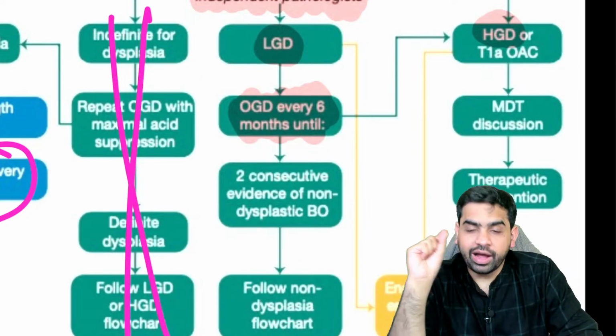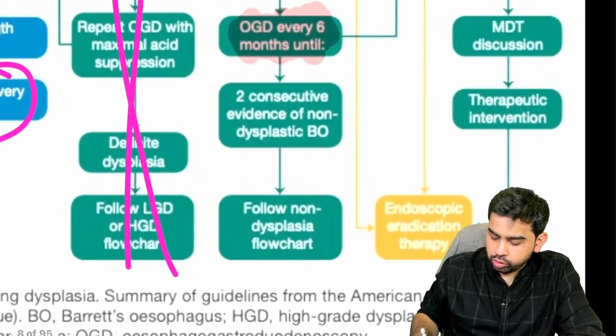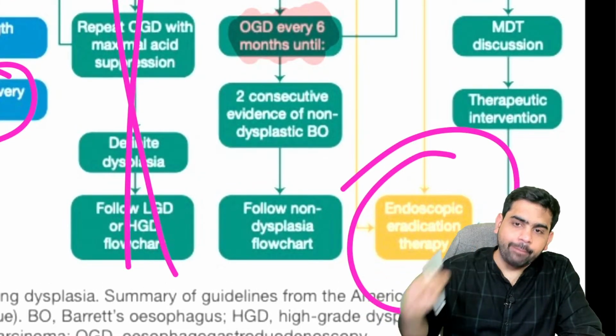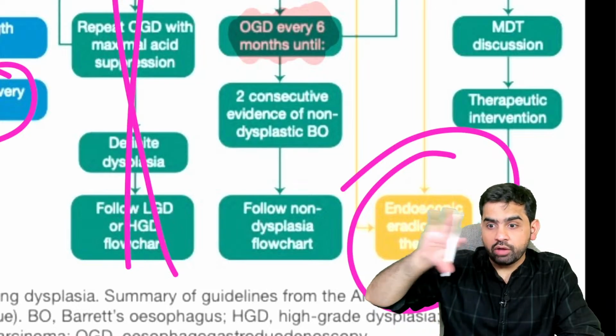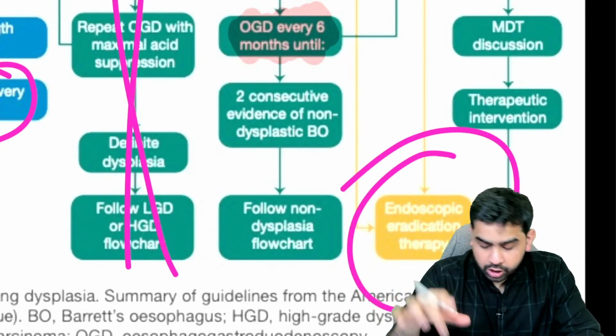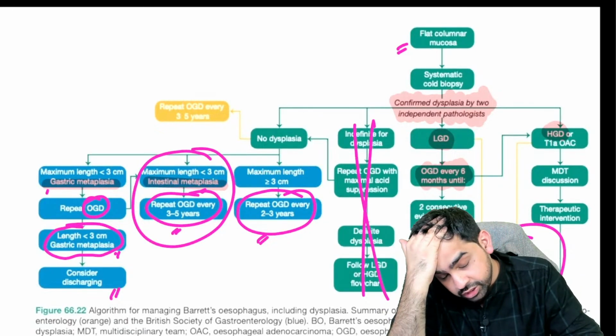And if you have a high grade dysplasia, then you do an MDT and all this particular stuff. But ultimately you have to perform the ablation. So with the help of an endoscope, you have to ablate this kind of high grade dysplasia. Okay, so this particular protocol is important, given in the recent edition of Love and Bailey.